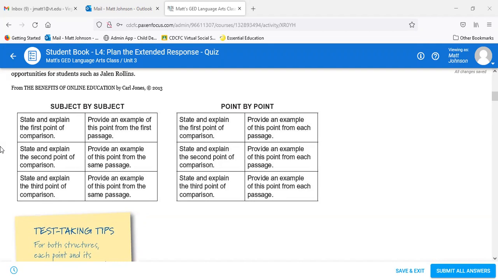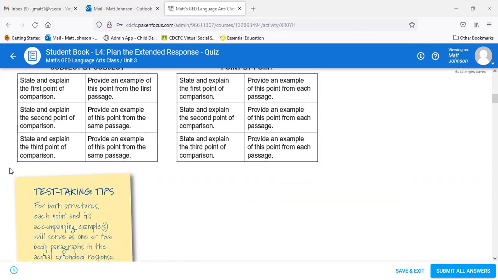So you state and explain your first point of comparison, and then in the body of your paragraph, you provide an example of the point from each passage. So you can start with Cliff, and then you go to Jones. And then for your second paragraph, you state and explain the second point of comparison, right? And then within the body of that paragraph, same thing, you provide an example from each one. It gets a little jumbled, I believe, when you do subject by subject, because you're having to come back and do that again with the second passage. I hope that makes sense. Does that make sense?